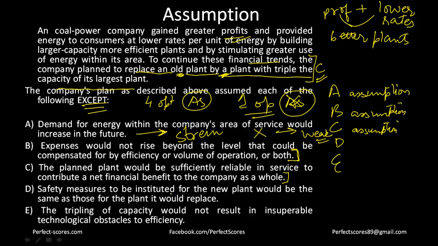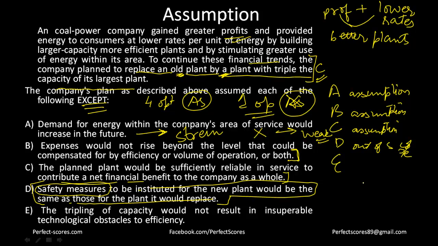D says safety measures to be instituted for the new plant would be the same as those for the plant it would replace. Now this can be problematic, because if you take the negation, safety measures to be instituted for the new plant would not be the same. Now you see D is not having any effect because it's talking about safety measures, which is nowhere mentioned in the argument. That means D is out of scope. It is not a proper assumption.